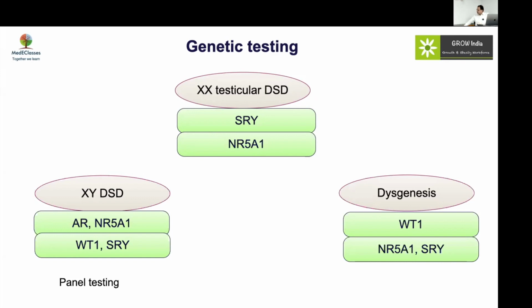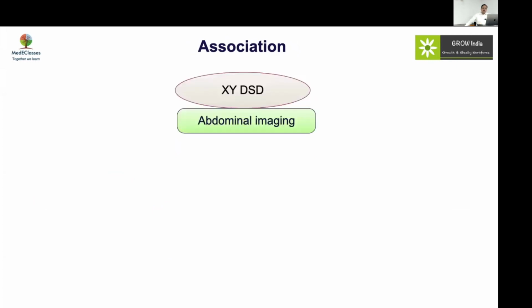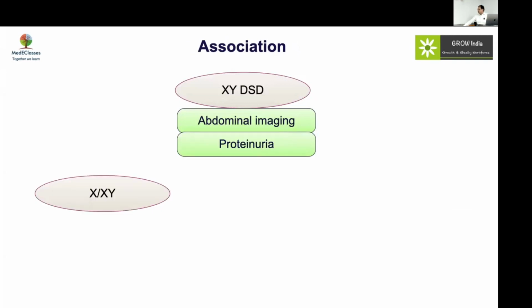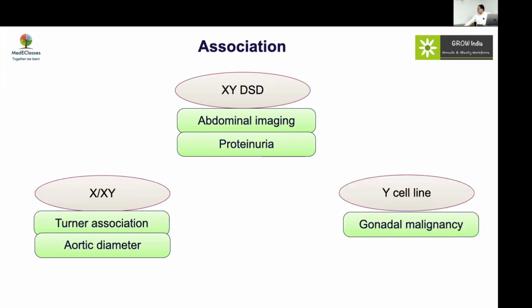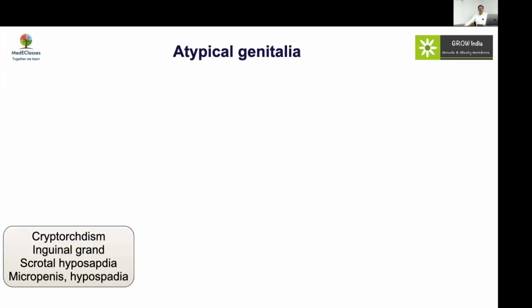Now there are different panels available, especially with exome sequencing, which gives you a diagnosis, and that will be important from that perspective. Once you diagnose DSD, also look at associations. So for XY DSD, do abdominal imaging to look for a renal mass. Look for proteinuria. For XY, think of Turner syndrome association, so this will behave like Turner syndrome. Look at cardiac, hearing, and all the other problems. They also are at increased risk for aortic dissection, so all the criteria for echo and everything are the same as for Turner syndrome. With a Y cell line, always think of gonadal malignancy, and that becomes important.